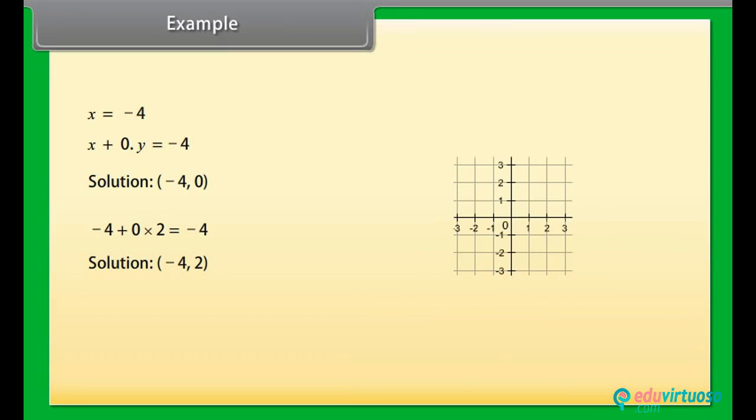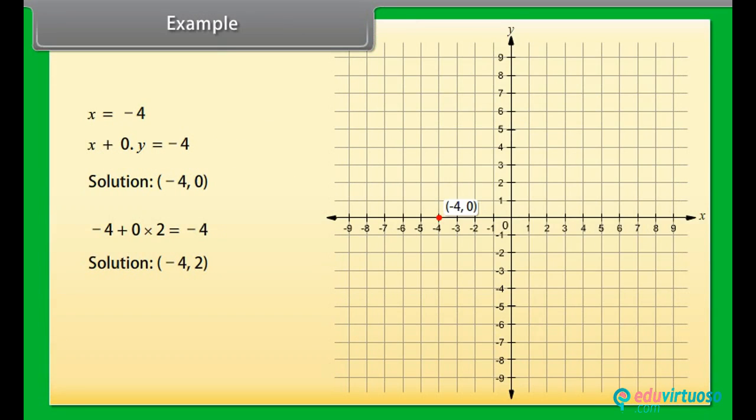Now mark these points on the graph. This is (minus 4, 0) and this is (minus 4, 2). Join these points. We can see that the graph AB is a line parallel to the y-axis and at a distance of 4 units to the left of it.